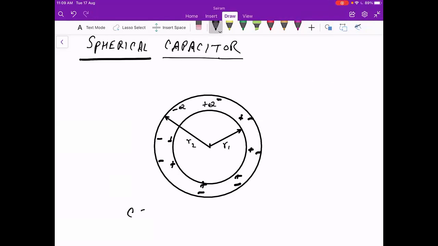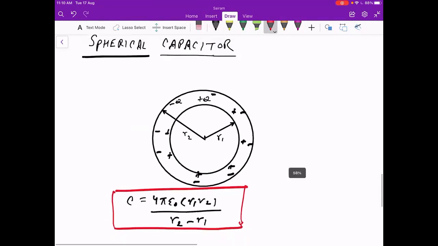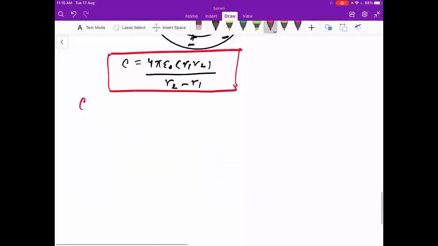Capacitance is given by the simple formula 4 pi epsilon naught R1 R2 by R2 minus R1. That's all you need to know. So you can look at it when you apply in a question that there is a formula for capacitance.